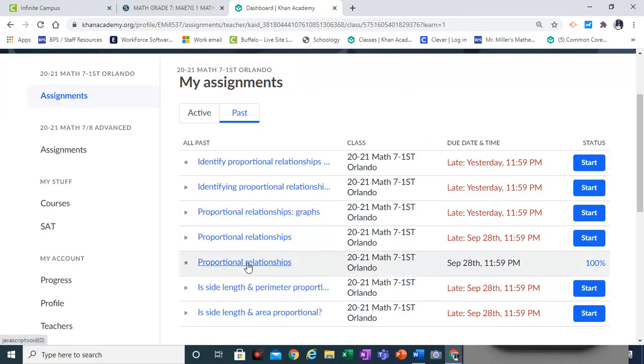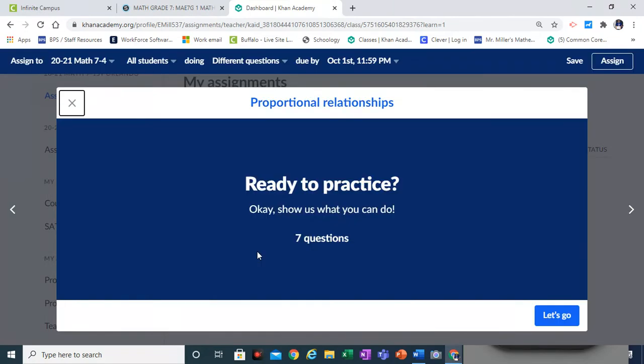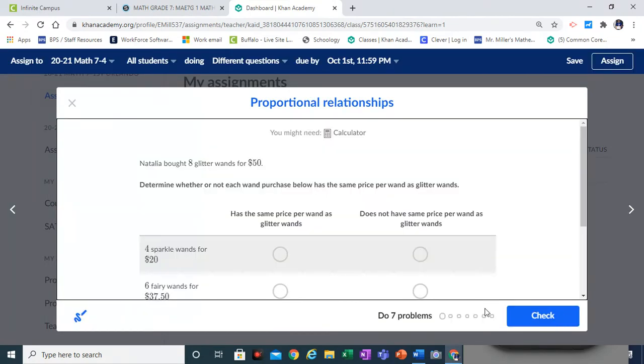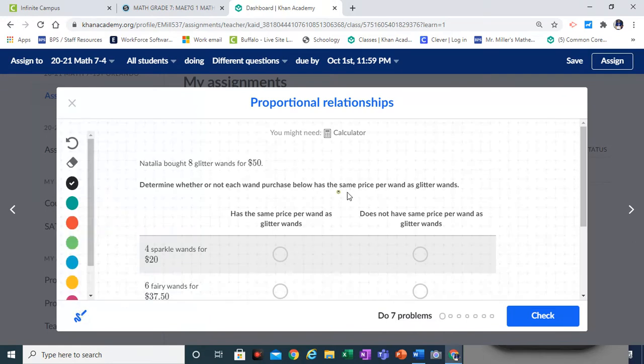Let me go and do a couple more. So we just did 4 questions. Let's look at another one. So Natalie bought 8 glitter wands for $50, and they want to know which ones have the same price per wand. Same price per wand. So price per wand means price per wand. And excuse the writing. I'm trying to write with the stylus, and it's not working the best.